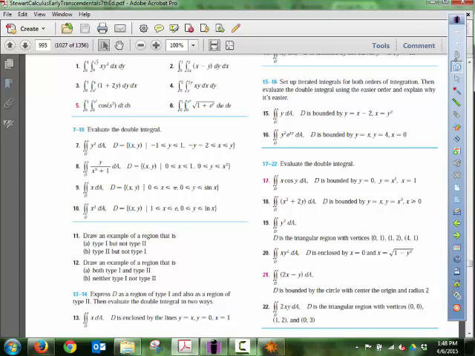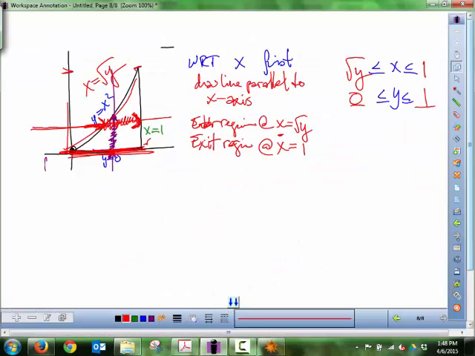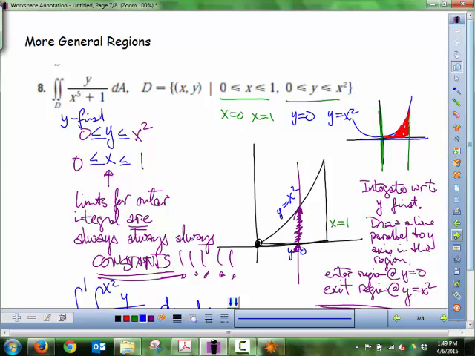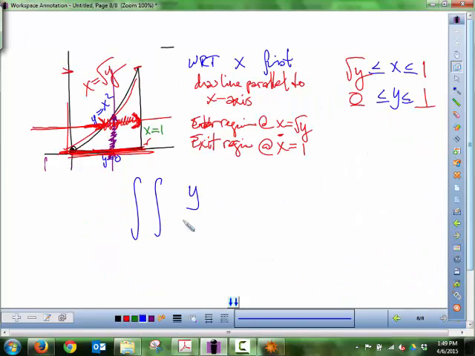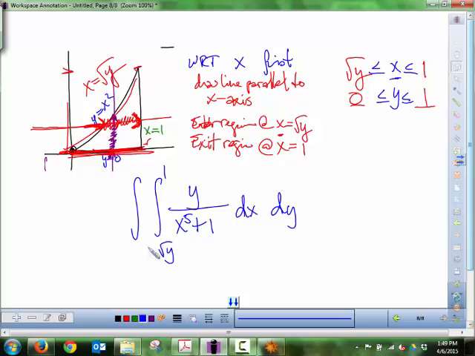Oh, we didn't do the integral. Well, so my function, what was my function again? So I'm deciding I'm going to integrate with respect to x first, dx, going from the square root of y to 1, and then my dy going from 0 to 1.